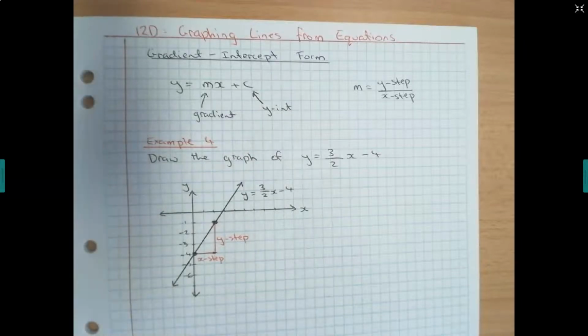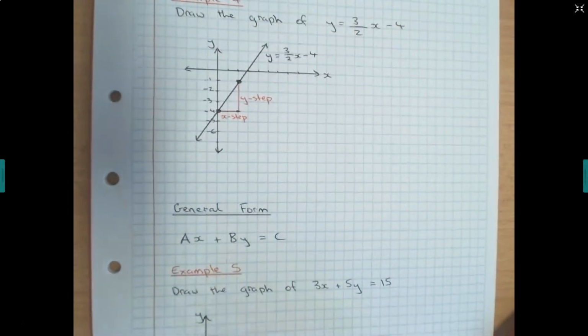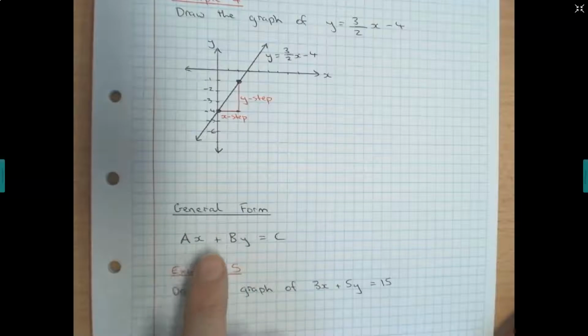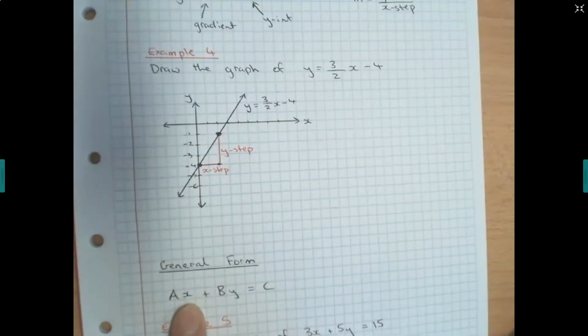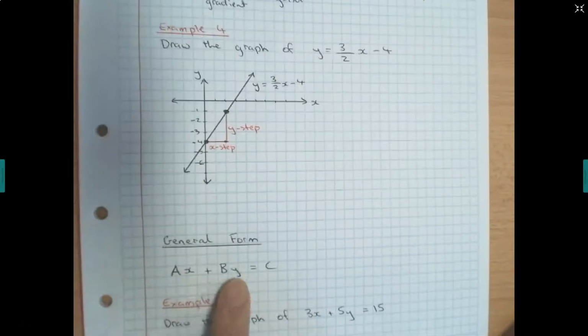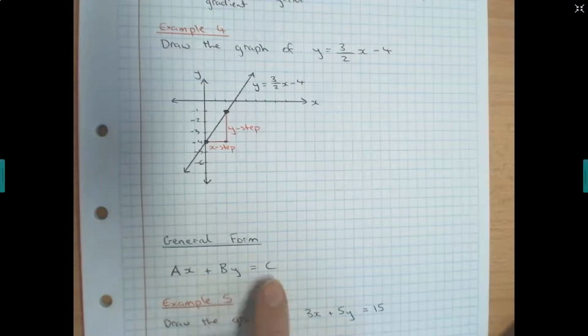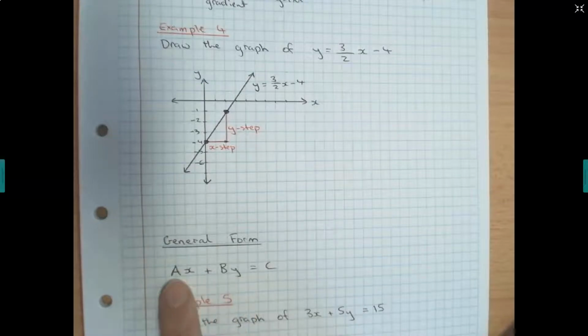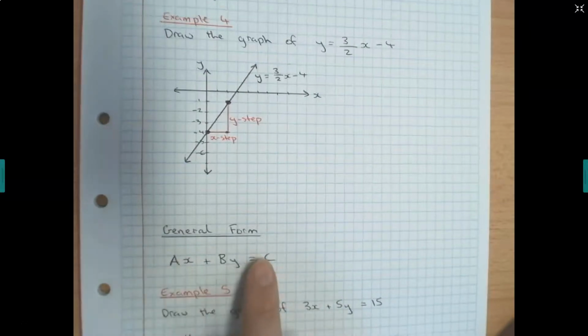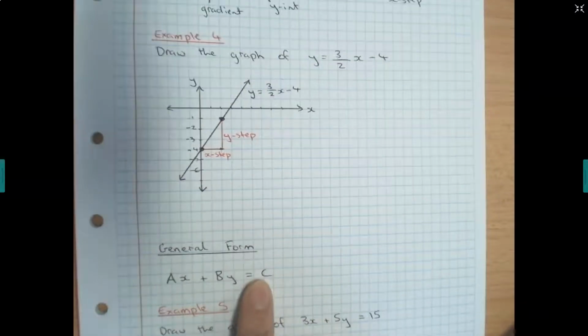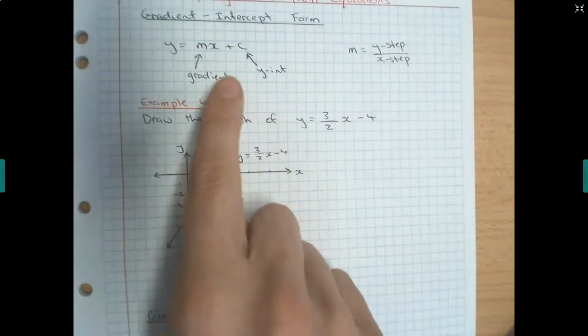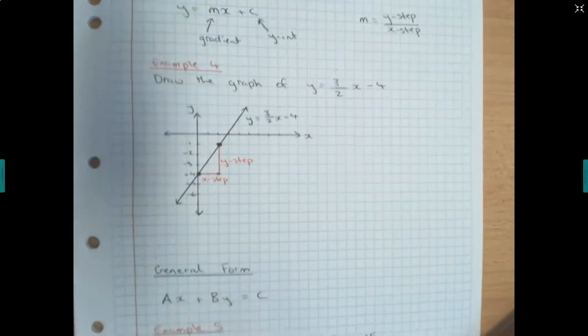Now the other type of form that we might see is what we call general form, where you can see both the x and the y are now on the same side of the equation. If you were ever given an equation in this form, the value in front of the x does not tell you your slope, and the c value does not tell you your y-intercept. We can only use that if the graph is given in gradient-intercept form.